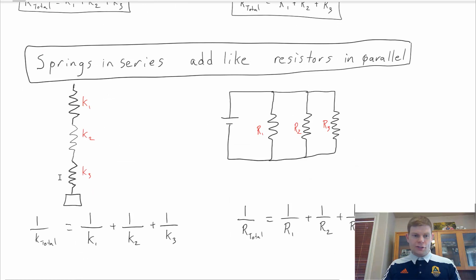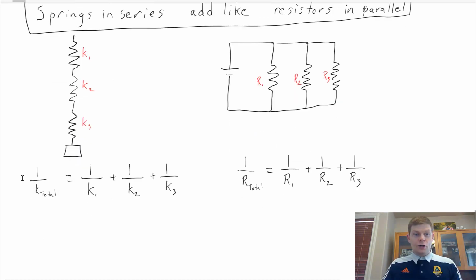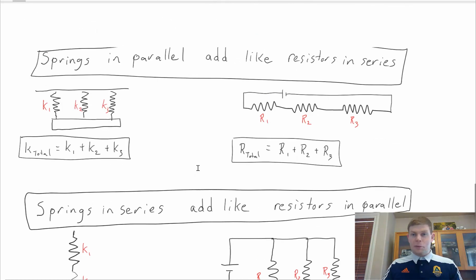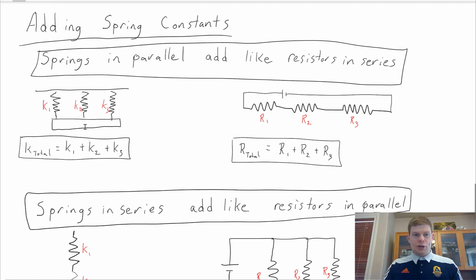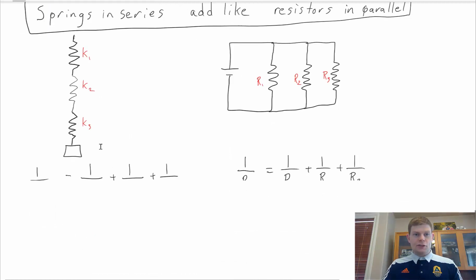If you have them in series, it's a little bit more complicated, but fortunately the formula is still familiar. 1 over your total spring constant is equal to 1 over your first spring constant plus 1 over your second plus 1 over your third. So springs in series add like resistors in parallel. That's the only trick. Remember your circuits and basically just do the opposite. Parallel springs, like a series circuit, just add straight up. And springs in series add like resistors in parallel.